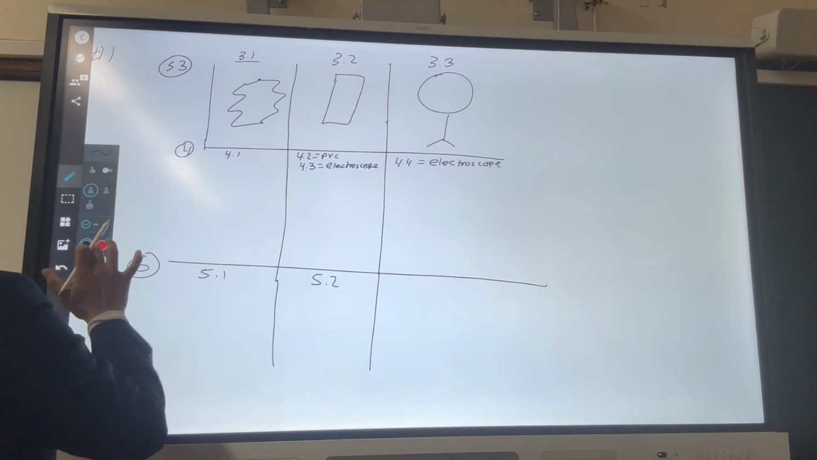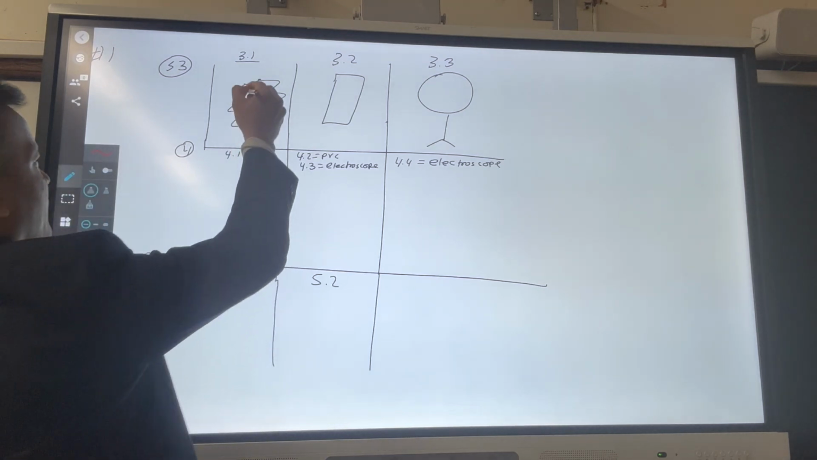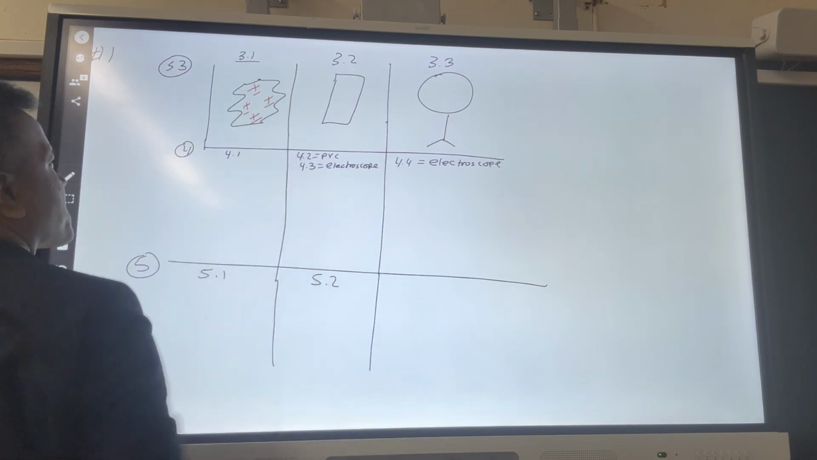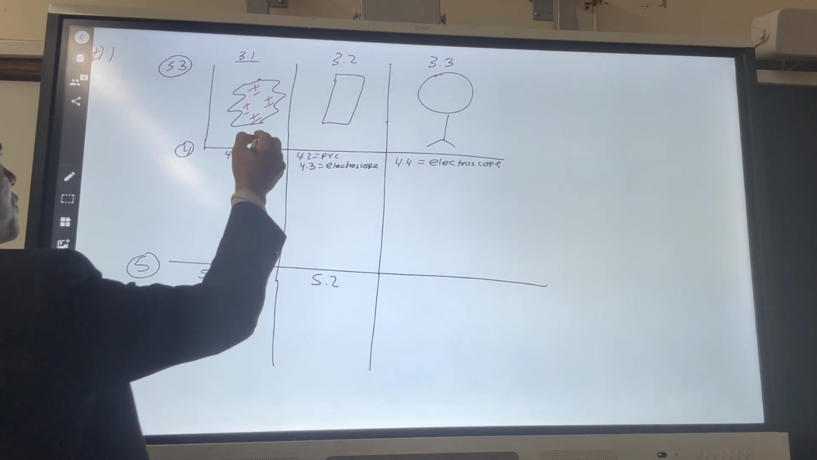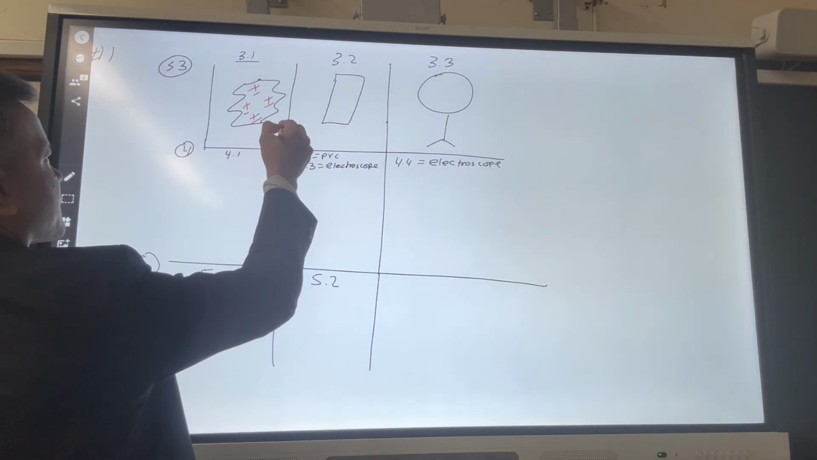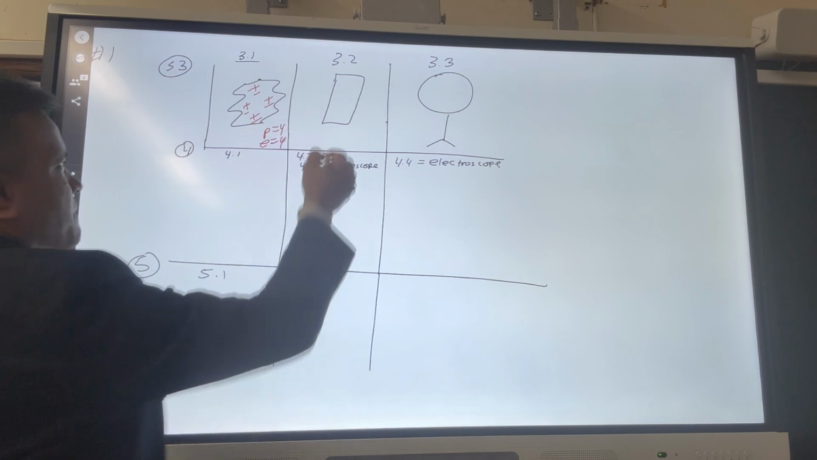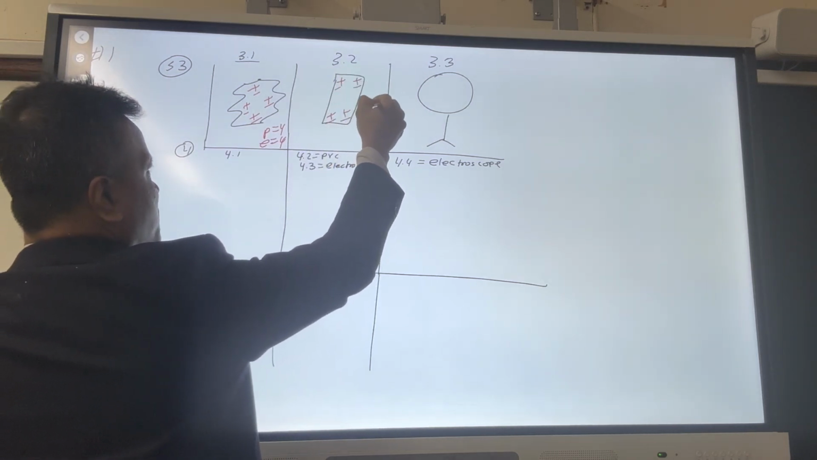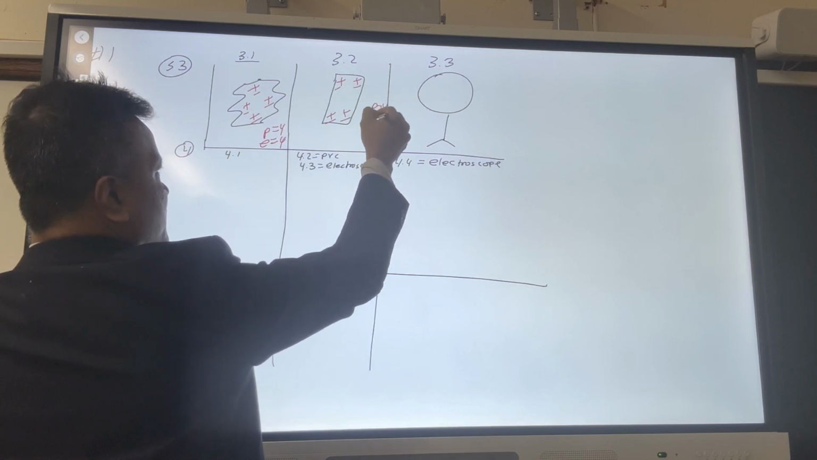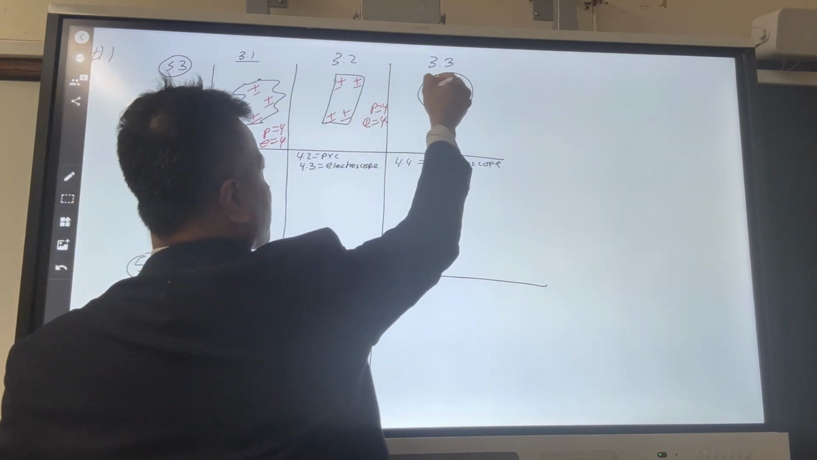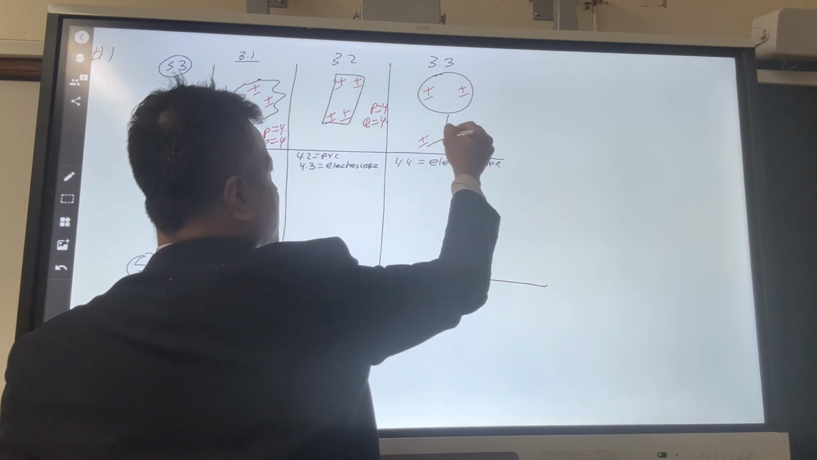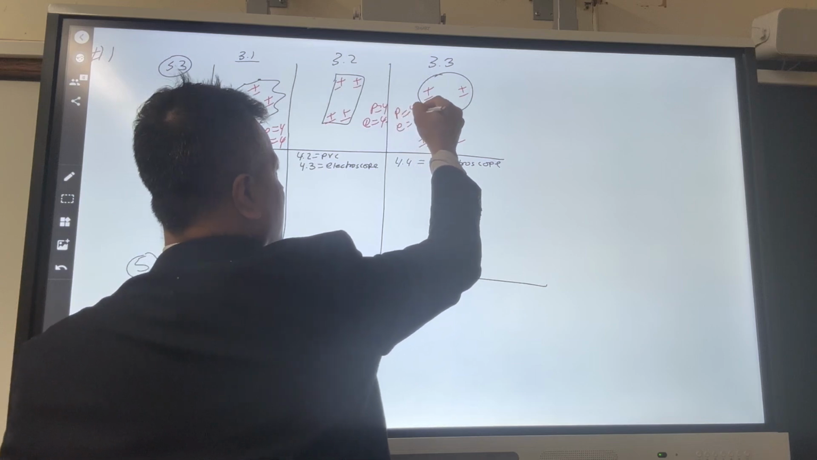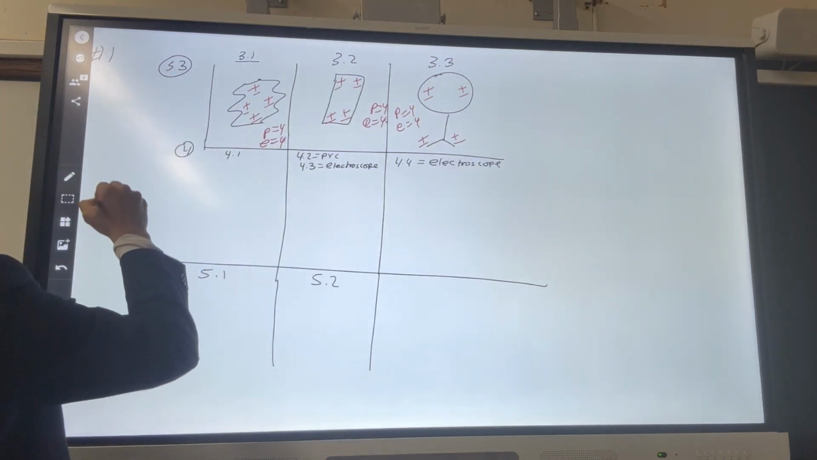So let's show the electron and proton. Plus, minus, plus, minus, plus, minus, plus, minus. Okay, so I have 4 proton, 4 electron. I have 4 proton, I have 4 electron. I have 4 proton, 4 electron. You rub it.